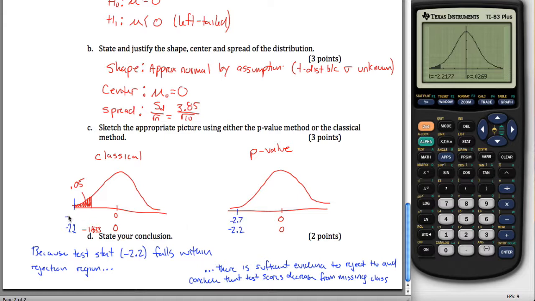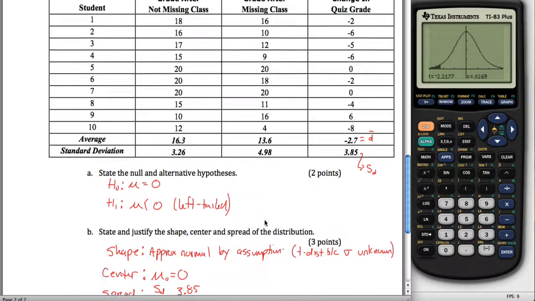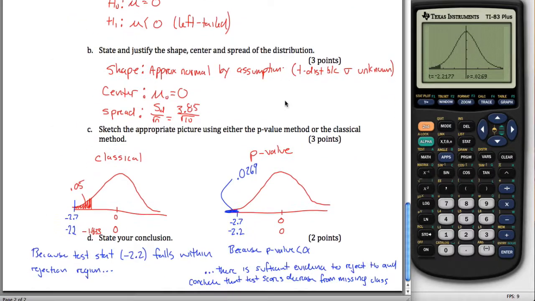I guess I could write that up here. And the area to the left of that negative 2.2 is 0.0269. And so I would say because my p-value is less than alpha, alpha was 0.05, because my p-value is less than alpha, this conclusion here.